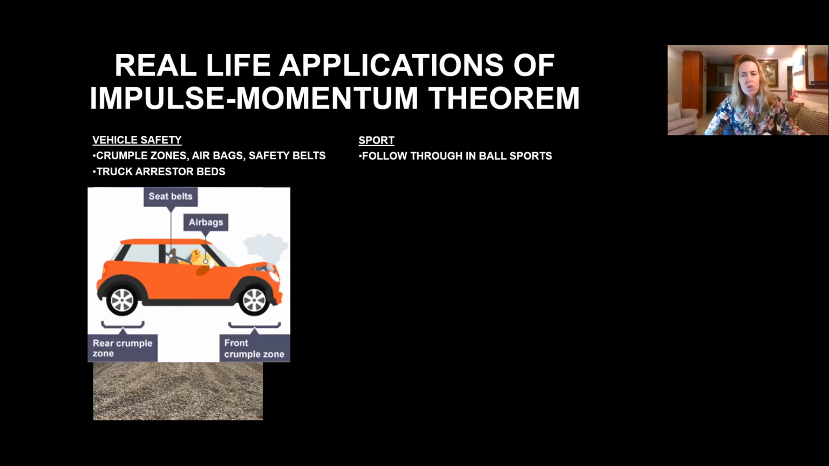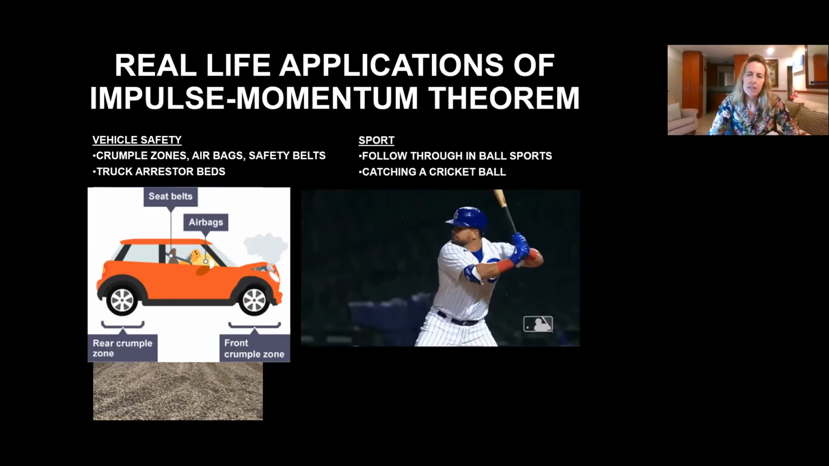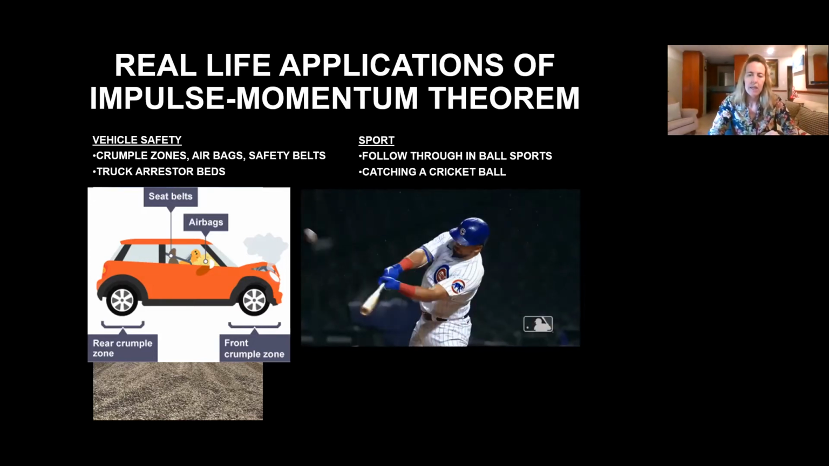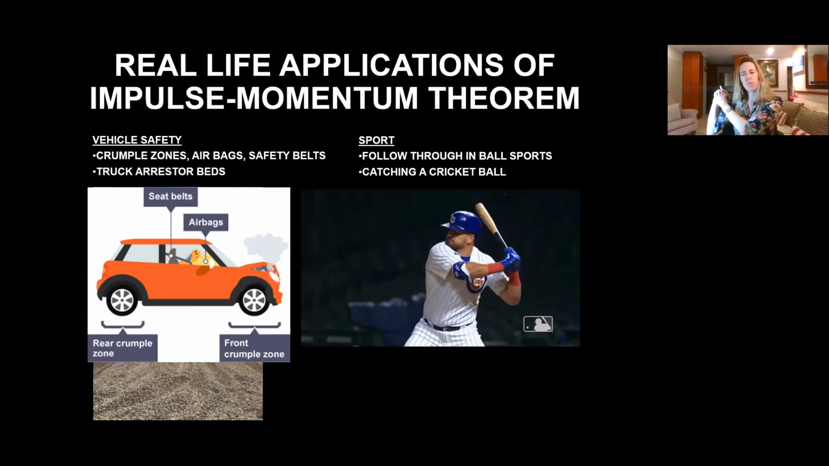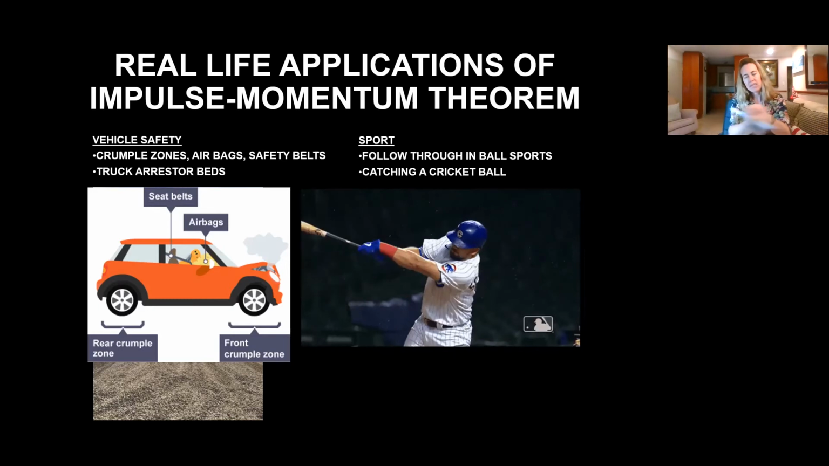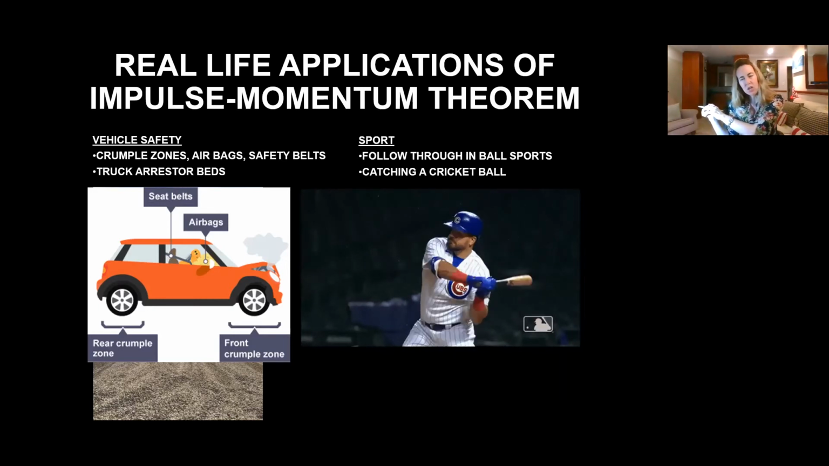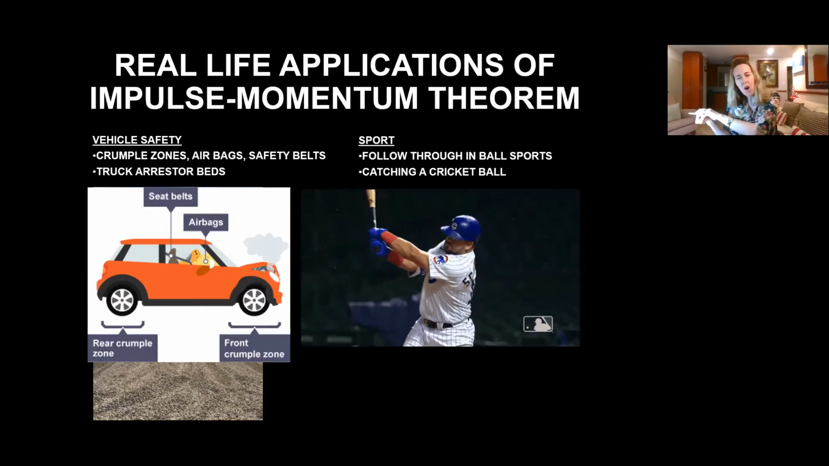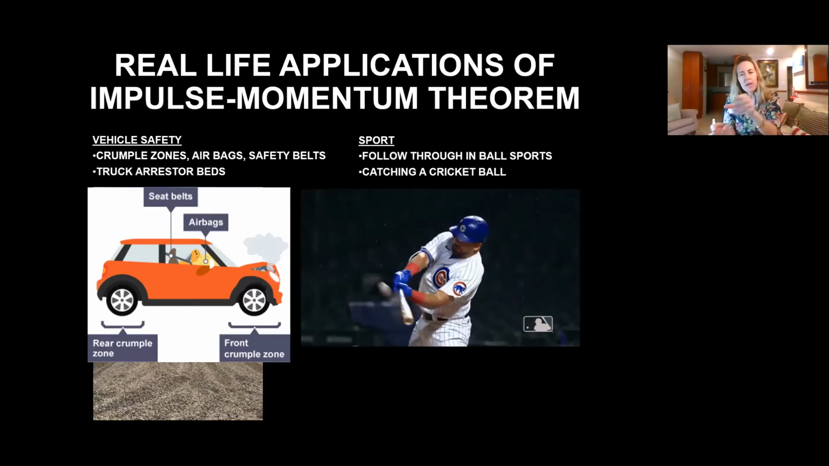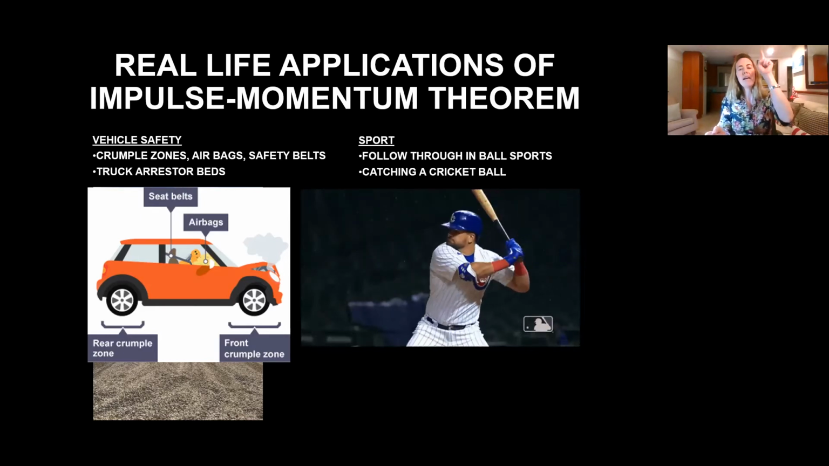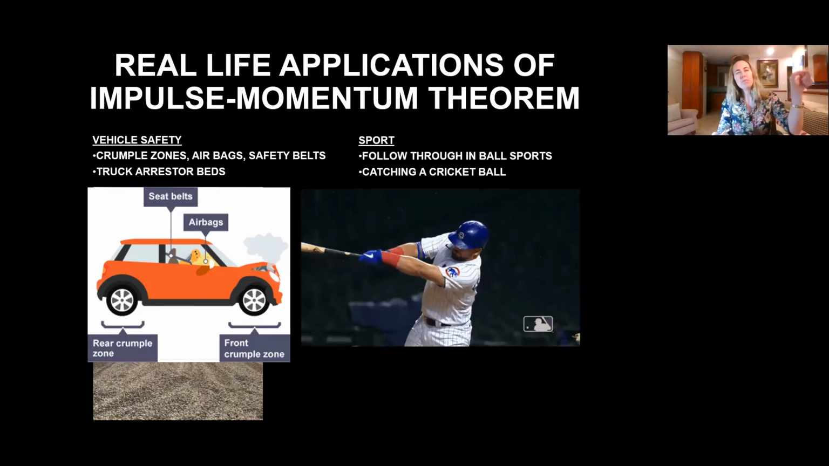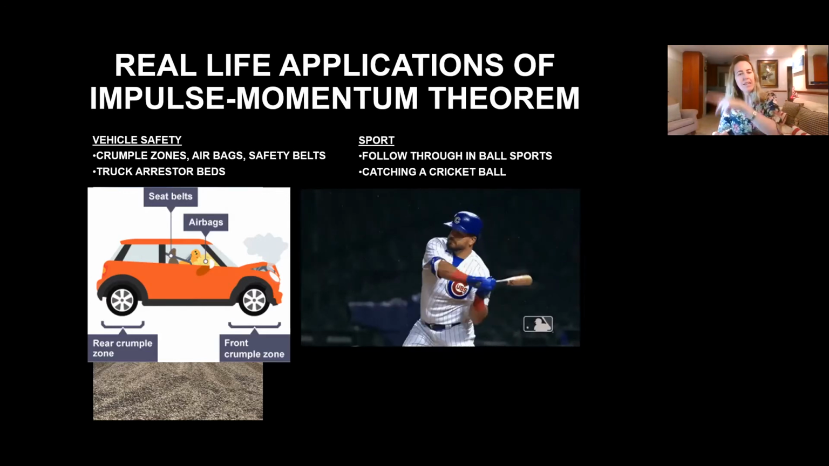So in sport, the impulse momentum theorem is basically applied in follow-throughs in any sort of ball sport, and in catching a cricket ball. As you've seen with the baseball being hit, there is quite a follow-through all the way from the back of that bat, so that you get quite a large net force acting for a longer contact time on that ball, in order to make it fly and to change its momentum from some negative value to some positive value.